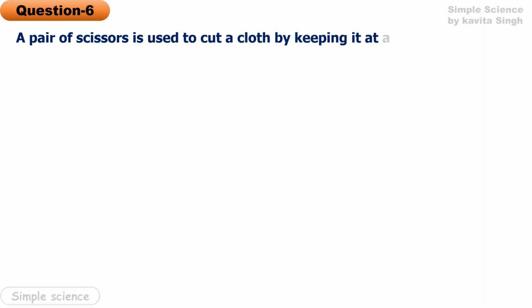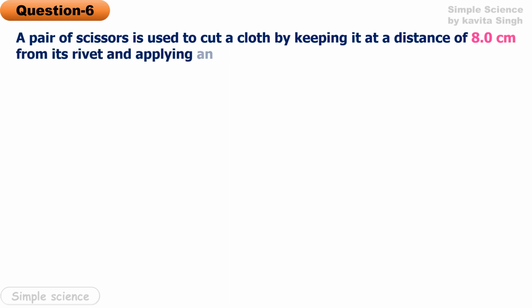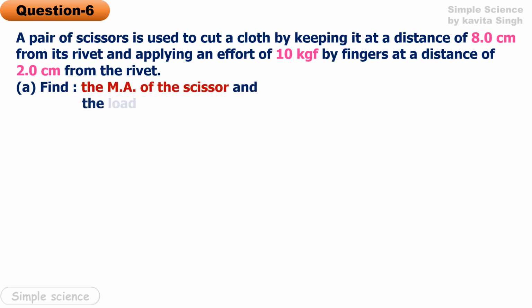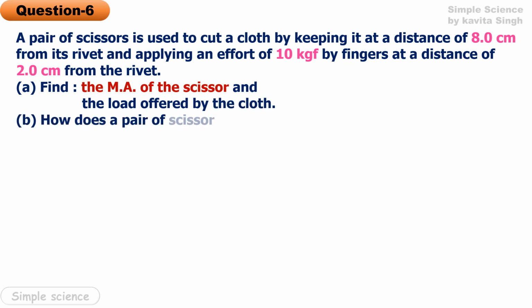Next question, question number 6. A pair of scissors is used to cut a cloth by keeping it at a distance of 8.0, that is nothing but 8 centimeter from its rivet, and applying an effort of 10 kgf by fingers at a distance of 2.0, that is nothing but 2 centimeter from the rivet. Find the mechanical advantage of the scissor and the load offered by the cloth.